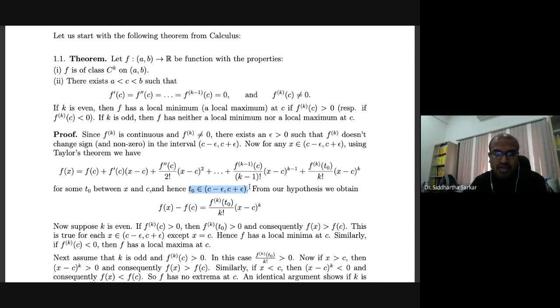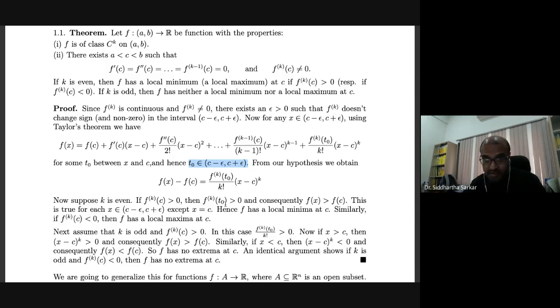Okay, so now more or less it's clear over there, because suppose I assume the fact that f^k(c) is positive. So first consider the case k is even. If I assume my f^k(c) is positive, then in this particular interval (c minus epsilon, c plus epsilon), my f^k(t0) should also be positive because it didn't change its sign. So in that case, everything on the right side is actually positive because (x minus c) power k is positive as k is even, and everything else is positive.